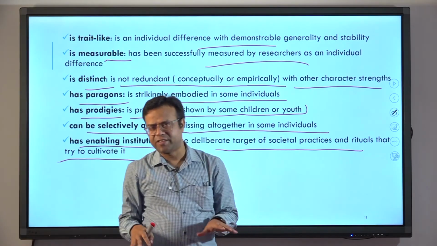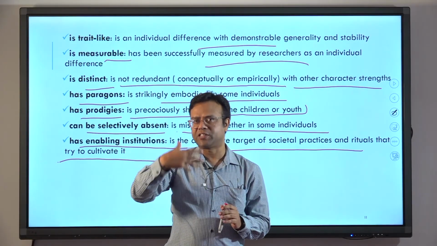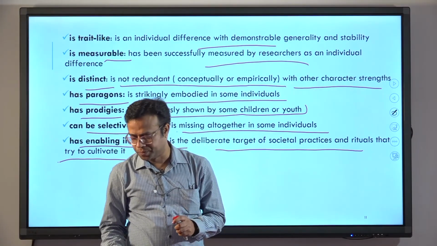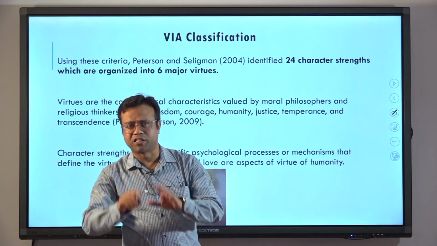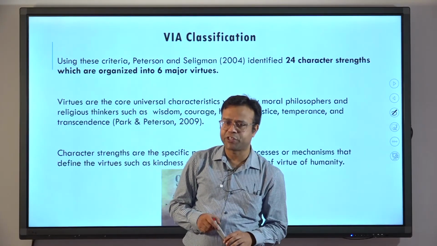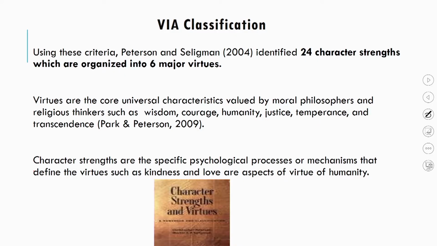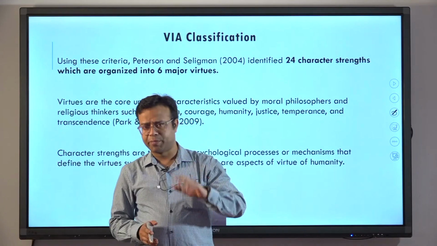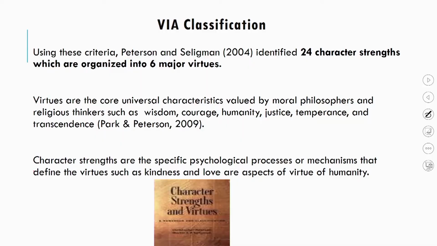So all these characteristics, they made a list, and accordingly they listed out certain character strengths and made a classification. Let us look into this whole classification system. This is called the VIA classification, meaning Values in Action classification system. Using all the criteria that we discussed earlier, Peterson and Seligman identified 24 character strengths, which are organized into 6 major virtues. So 6 virtues were then divided into 24 character strengths.